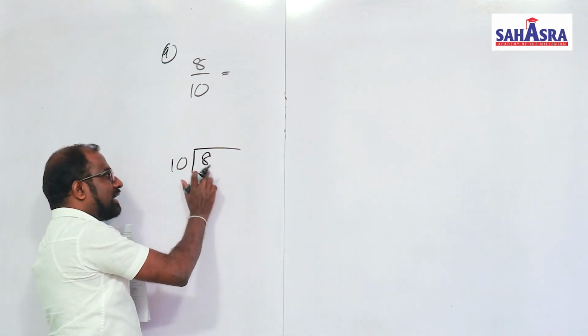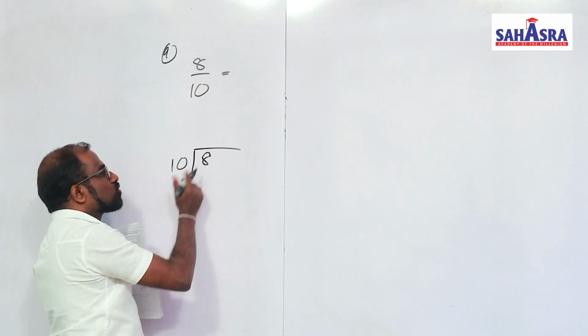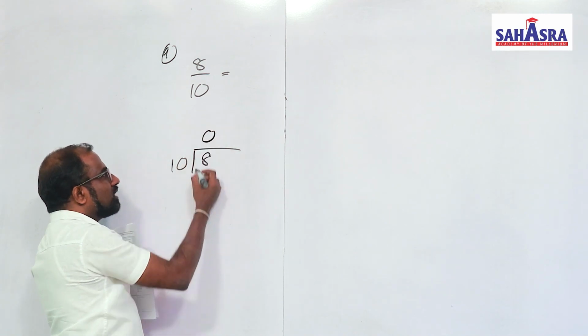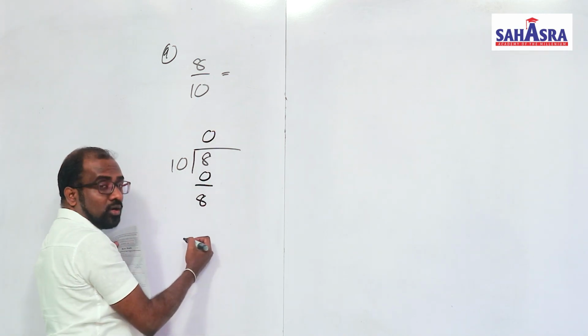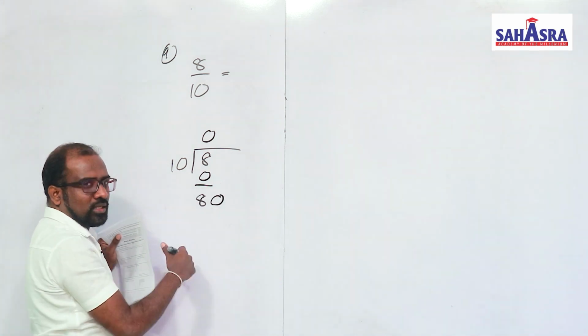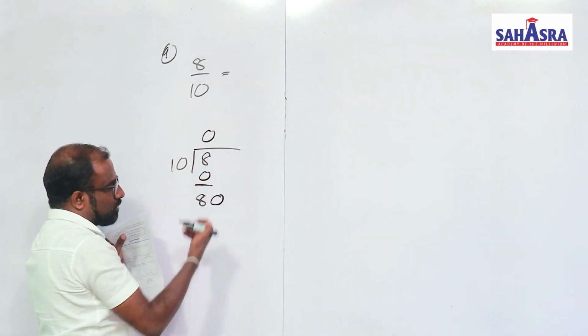8/10 means this one, 8 divided by 10. So, we'll divide this one. 8 divided by 10, 0. Right? So, 10 times 0 is 0, and we can put 8 there. So, since there is no other number, we put a 0. Since we don't have any number to bring it down.